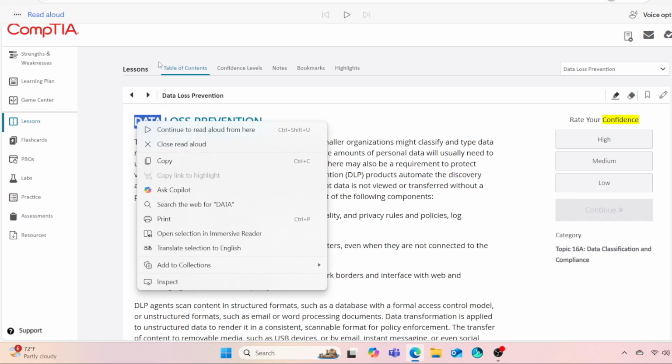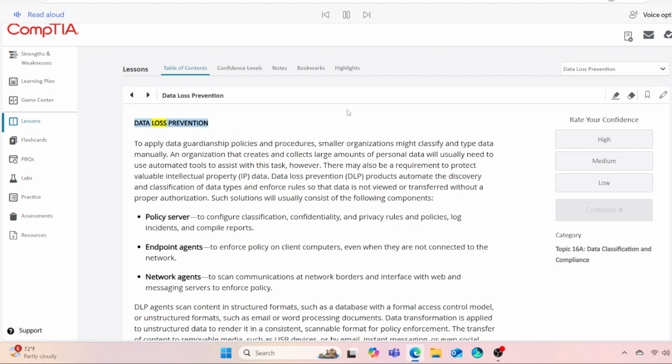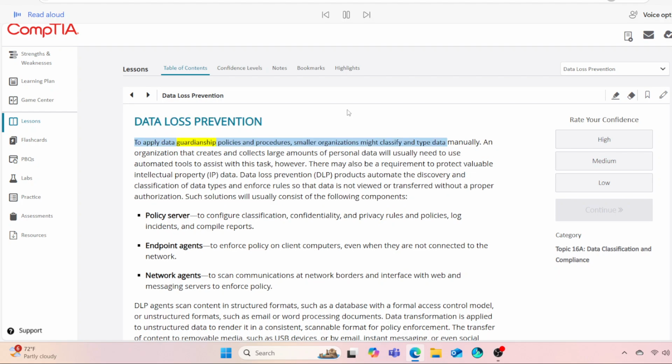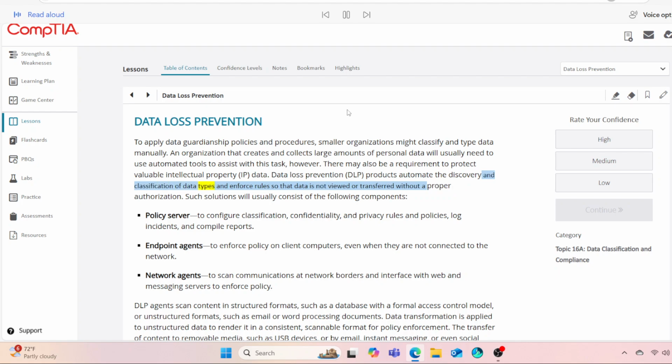Data loss prevention. To apply data guardianship policies and procedures, smaller organizations might classify and type data manually. An organization that creates and collects large amounts of personal data will usually need to use automated tools to assist with this task, however. There may also be a requirement to protect valuable intellectual property, IP data. Data loss prevention, DLP, products automate the discovery and classification of data types and enforce rules so that data is not viewed or transferred without a proper authorization.